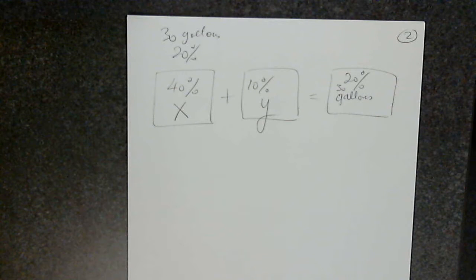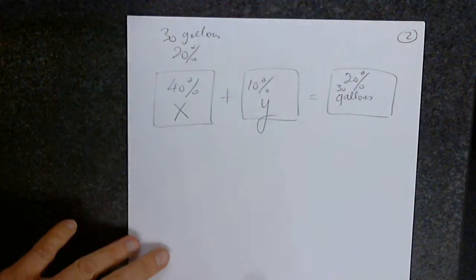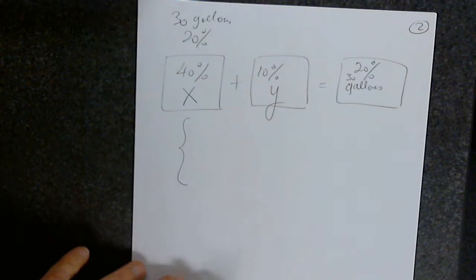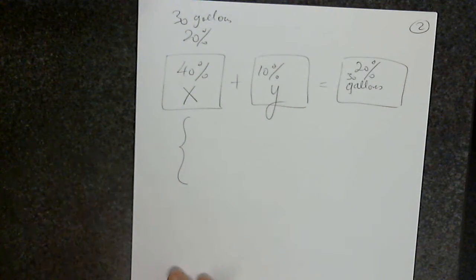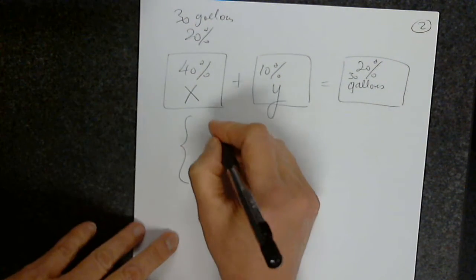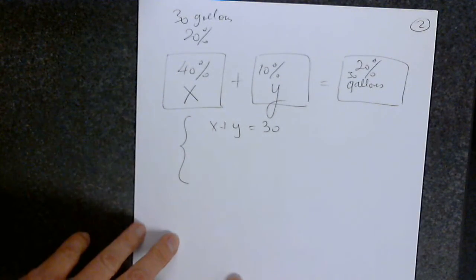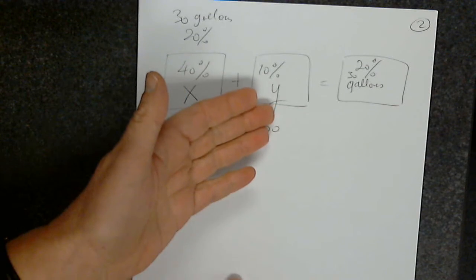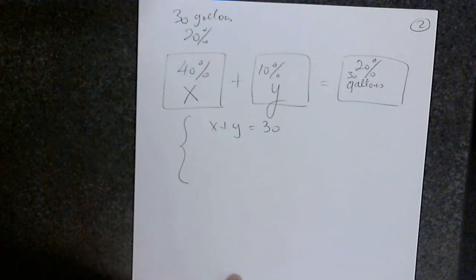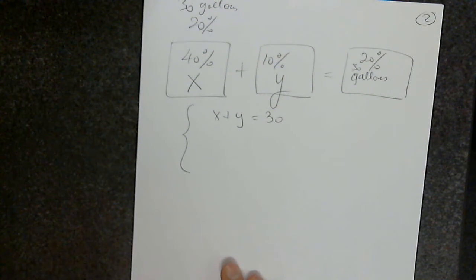Can anyone give us an idea? First of all, how many equations do we have to write? 2. We have 2 variables, so we have to write 2 equations. Excellent. Can anyone give us 1 equation out of 2? X plus Y equals 30. Thank you. The number of gallons from the first plus the number of gallons from the second have to add up to 30. No questions about that. Wonderful.